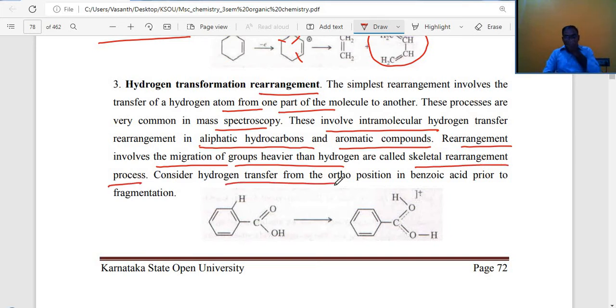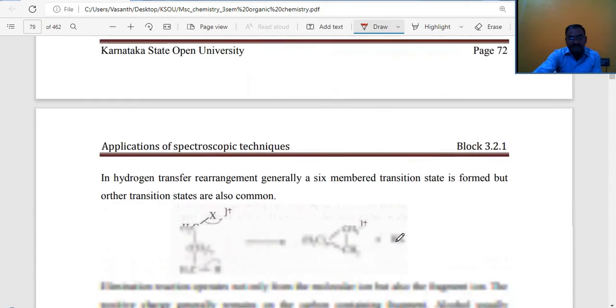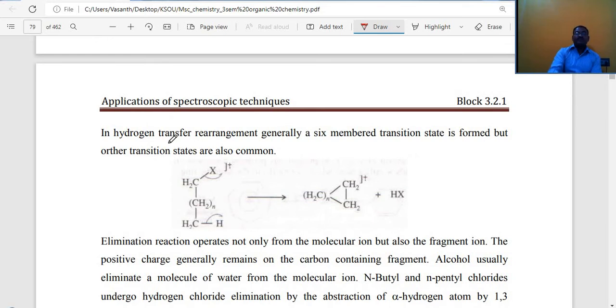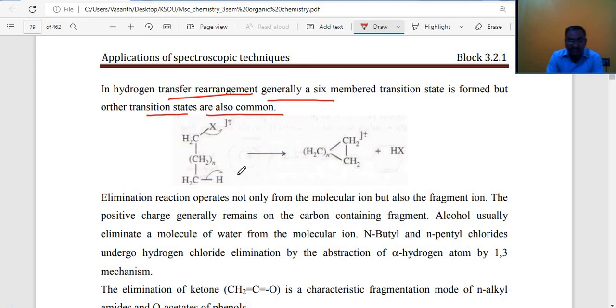Consider hydrogen transfer from the ortho position in benzoic acid prior to fragmentation. This is benzoic acid. This hydrogen is shifted to here. What happened here? This is called fragmentation. In the hydrogen transfer rearrangement, generally a 6-membered transition state is formed, but other transition states are also common. So what happened here? Just to see, this hydrogen is removed here.